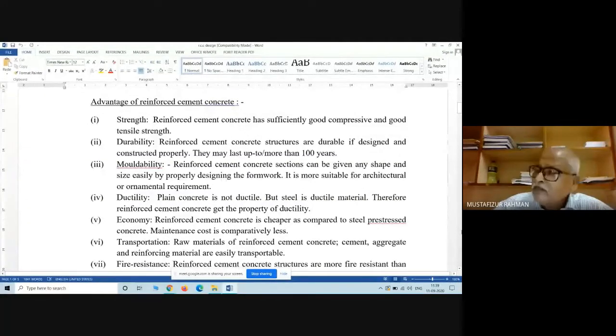Again, you have studied in physics itself, ductility. And what is ductility? Any idea? Brittle and ductile. Ductile, and another word is brittle.